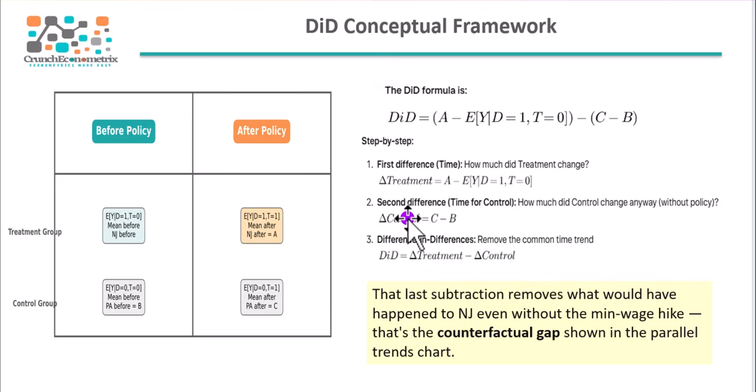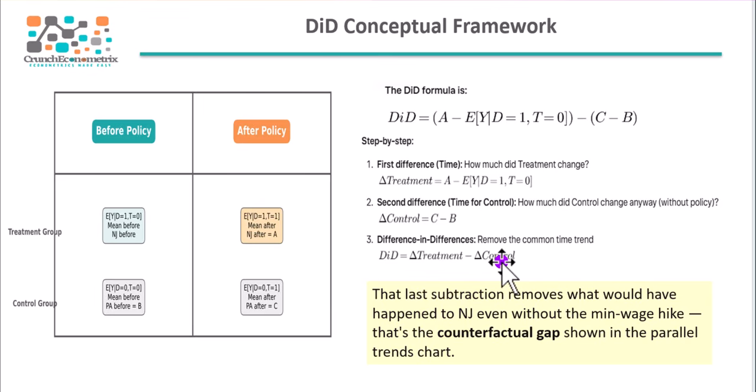The second batch of difference is the time for control, which is the control group, C minus B. That is, how much did control change without policy? So change in control simply is C minus B. So now what is the formula for the difference in differences? By removing the common time trend, this is what we're going to have: change in treatment minus change in control.